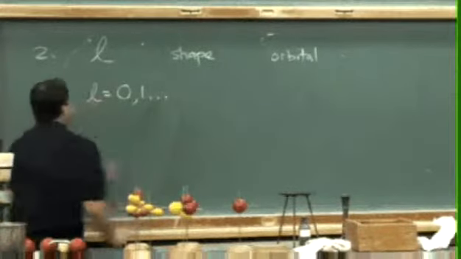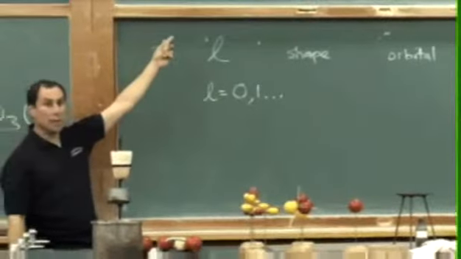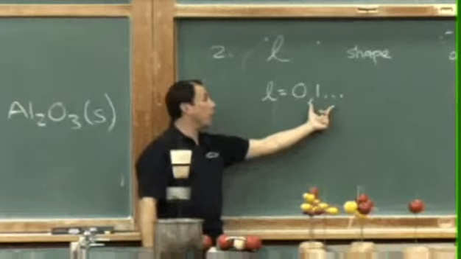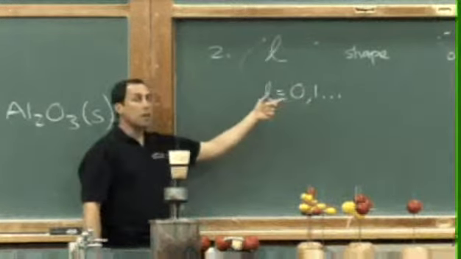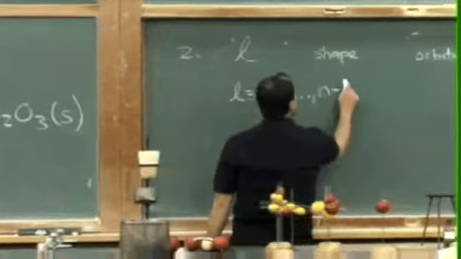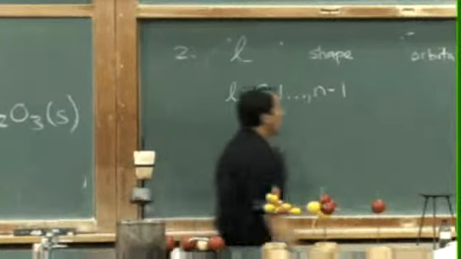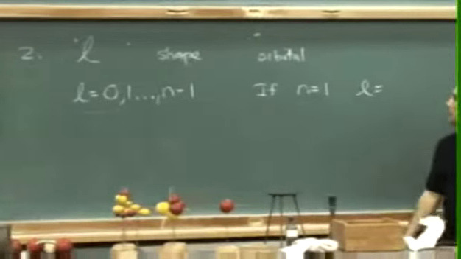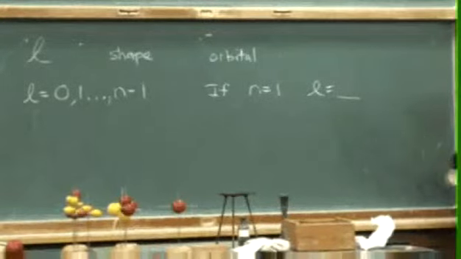L starts at 0. So it starts lower than n. Lowest value for n is 1. L starts at 0, and it's whole numbers. And in theory, it can go all the way up to infinity. So we could have L is equal to infinity. But L is dependent on n in this way. L can never be equal to n. It maxes out at n minus 1. For example, if n is equal to 1, L can only be equal to one value. What would that be?